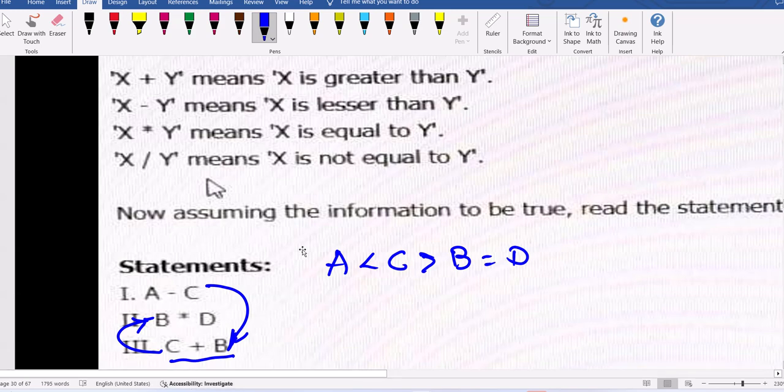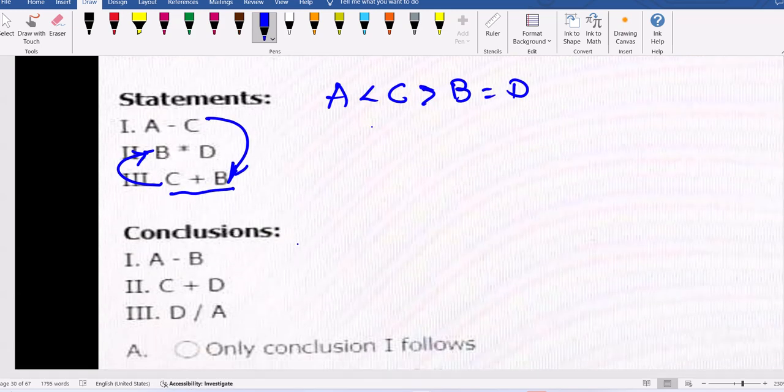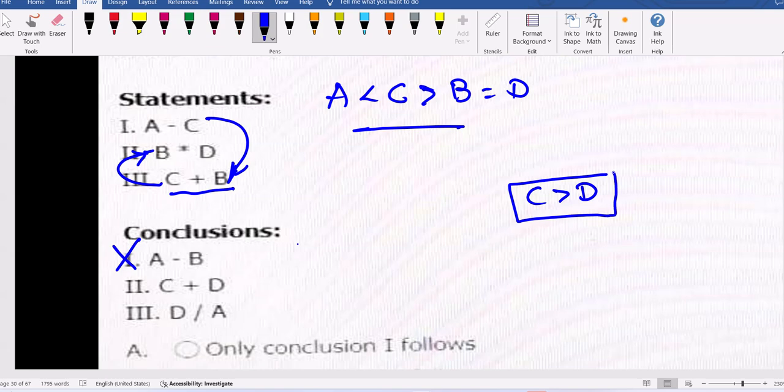Now, between A and B we cannot give any relationship. There is no common symbol, so any relationship is wrong. C and D: as B equals D, in place of B we can put D, so C is greater than D. For greater, the plus symbol is correct; plus means greater only here. Between D and A, there is no relationship. There is no common symbol throughout the path from A to D. If there is no common symbol, there is no relationship.